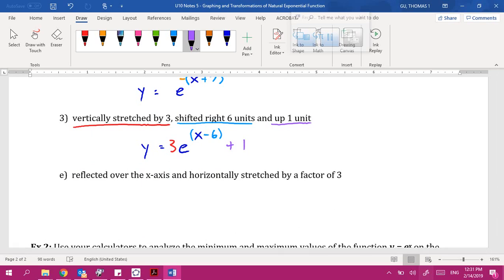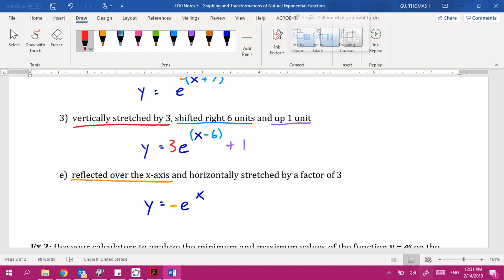All right, last one. Y equals e to the x. Now, how do I show that it's reflected over the x-axis again? Negative in front of the e. Before the e. Right, negative before the e.